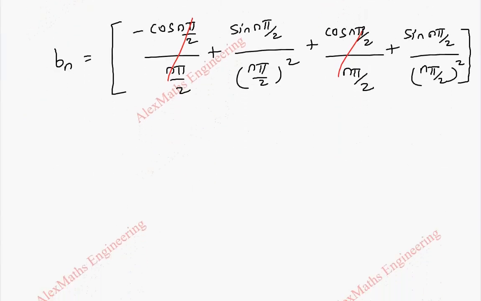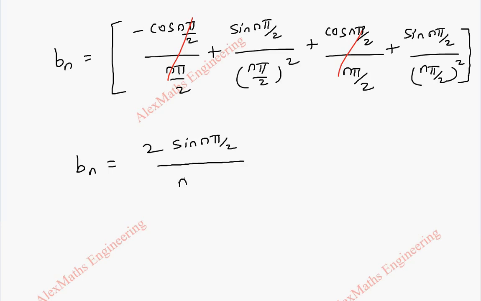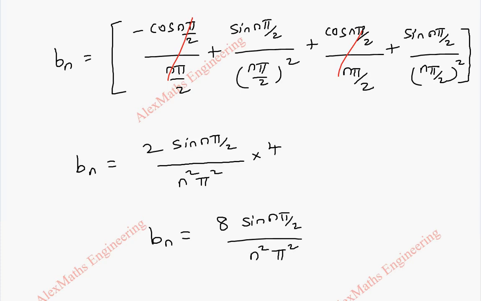Now these two terms are similar, so we can add them as 2 times sin(n pi / 2) divided by n square pi square by 4. The 4 I can take to the numerator. So finally we got bn, which is 8 sin(n pi / 2) by n square pi square. So we got bn.